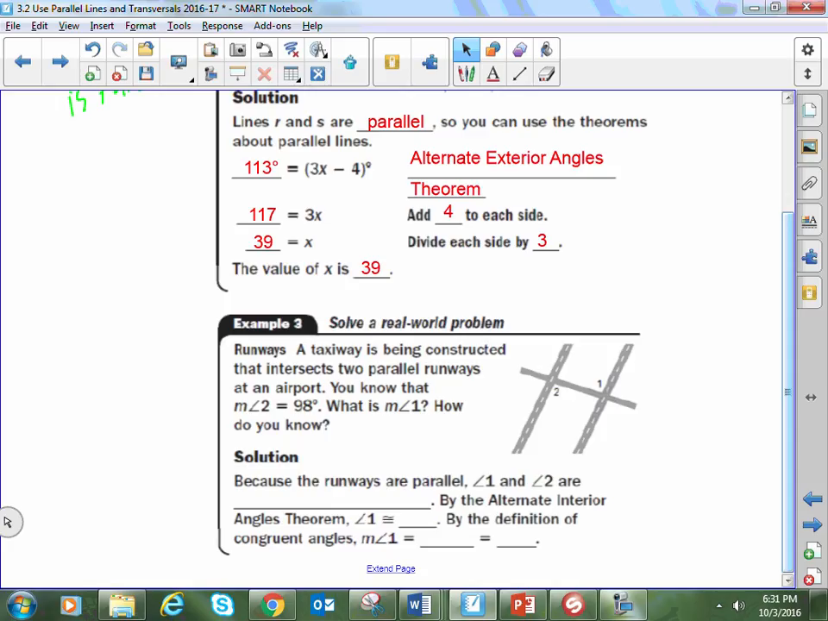98 degrees. Well, it's not. It doesn't have to be. It is. So what is the measurement of angle 1, and how do you know?